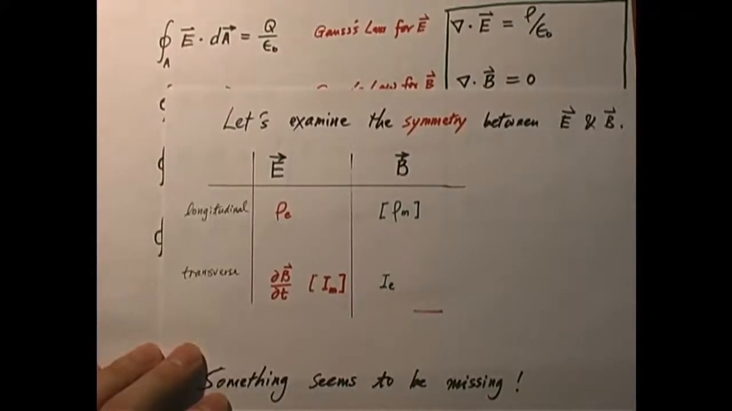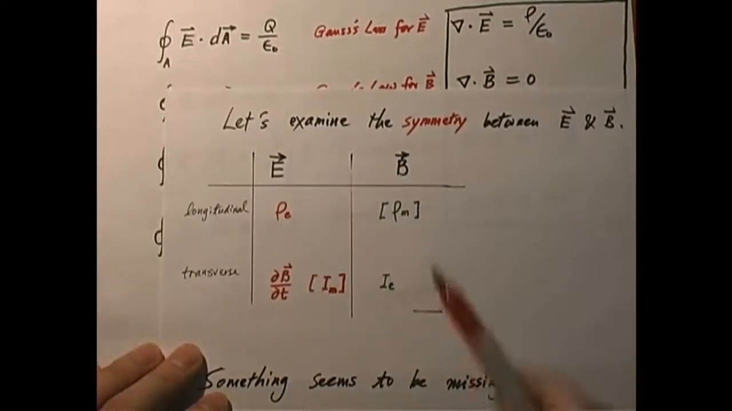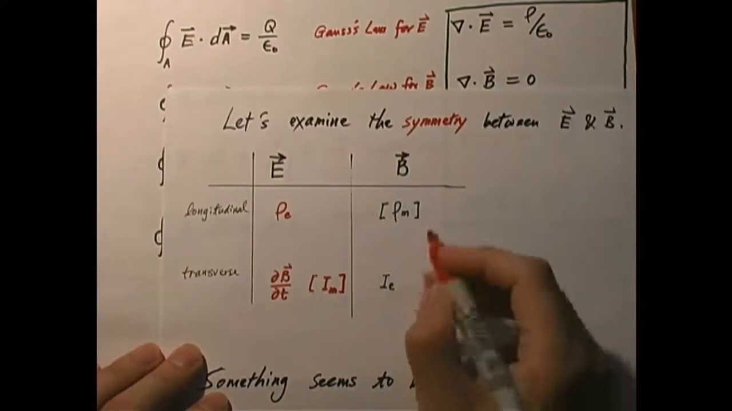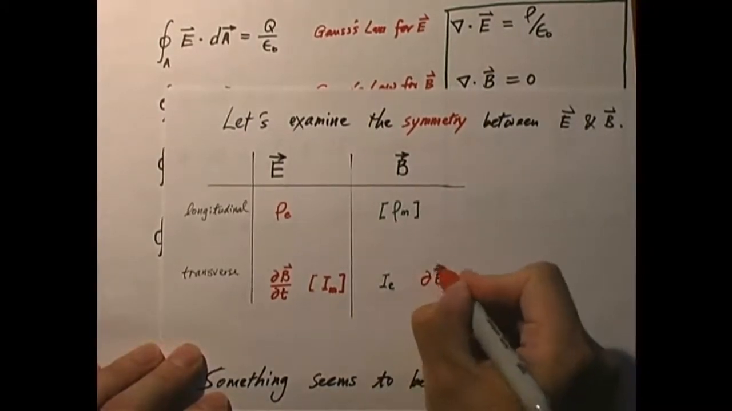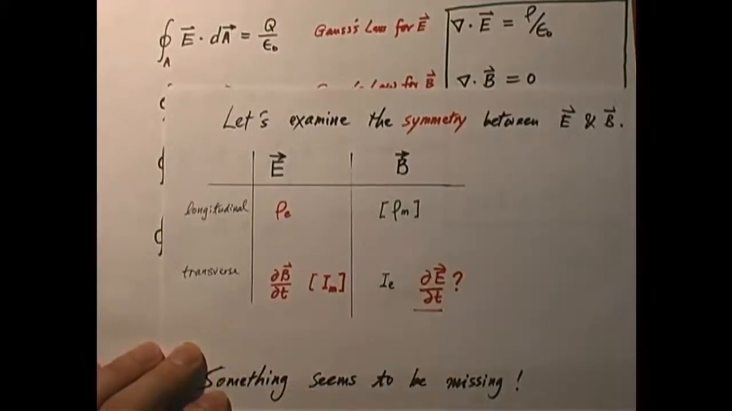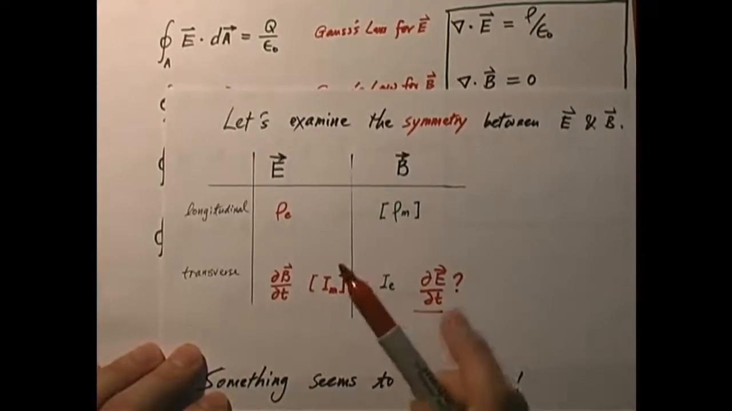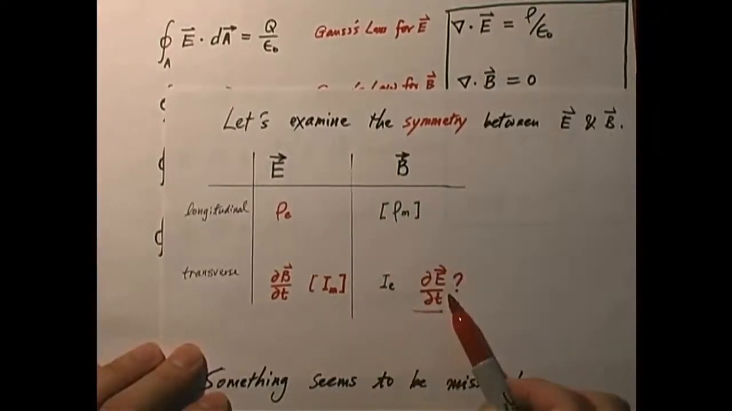See that? What's that? You see, a changing magnetic field can cause a transverse electric field. So, if you want to maintain symmetry, what do you think is missing here? Yeah, a changing electric field, right? A changing electric field, can it cause a transverse magnetic field? If we have this term, then indeed E and B will be totally symmetrical, right?